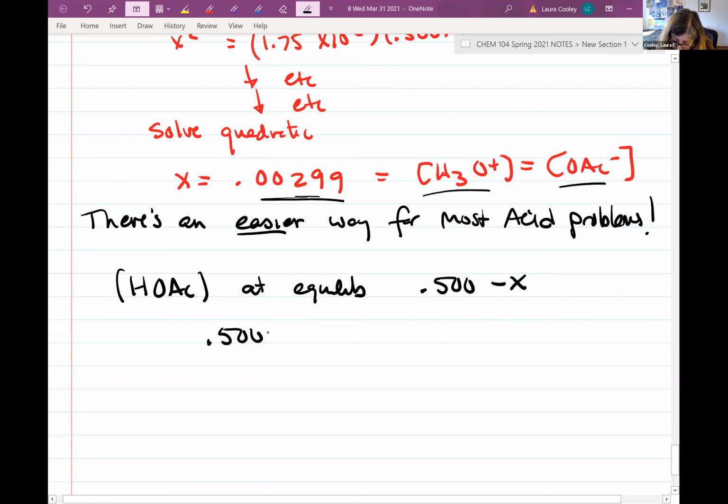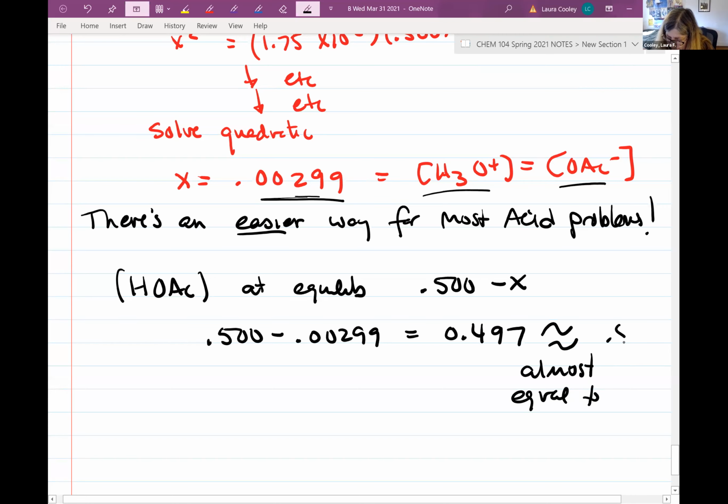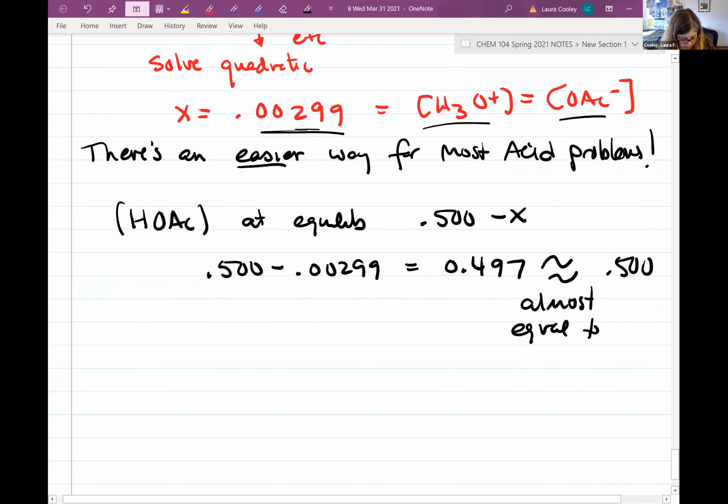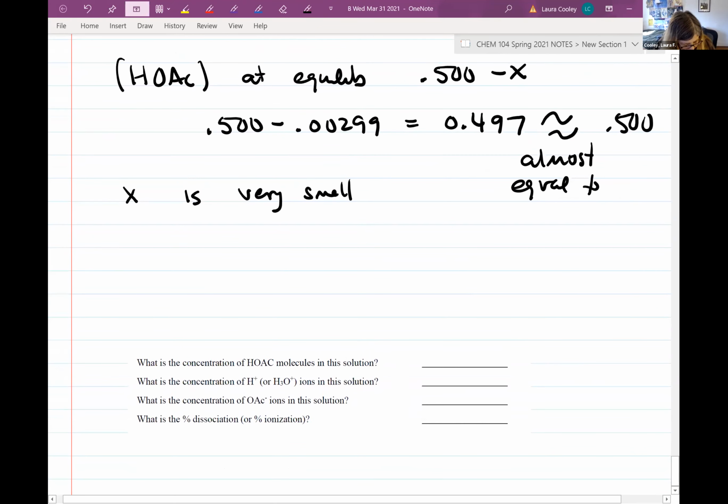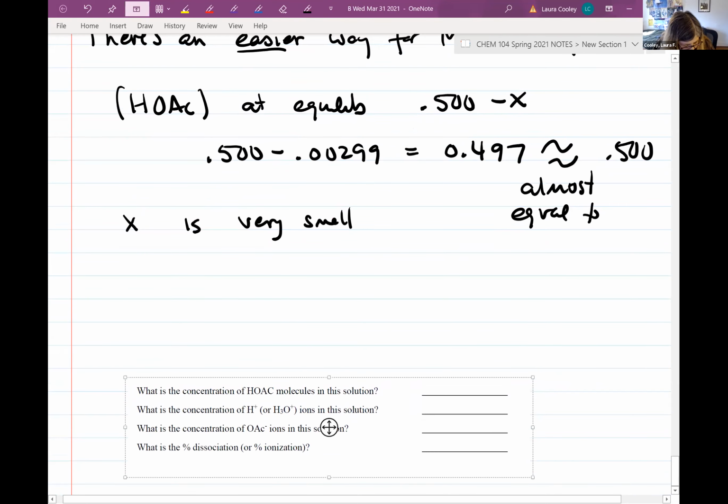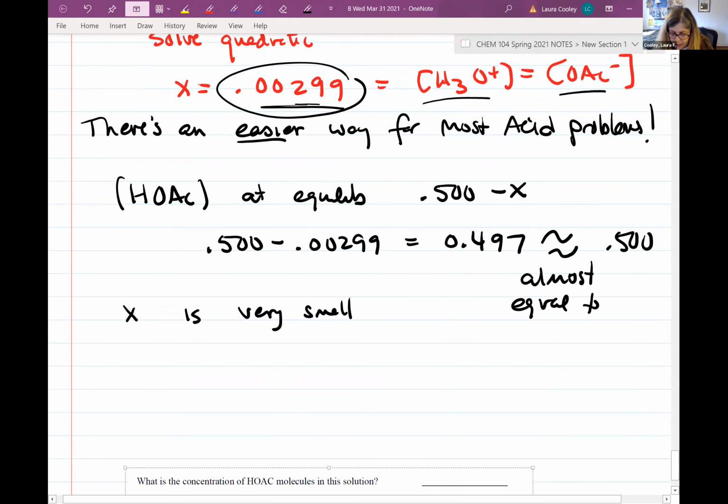So 0.5 minus 0.00299, I'm not subtracting a lot. This comes out to 0.497. So it's almost equal to what it started out as, 0.500. Okay, so I know that this X is going to be very small. And in fact, you could see it is very small. And so what you can do is you can actually neglect the X in this equation.